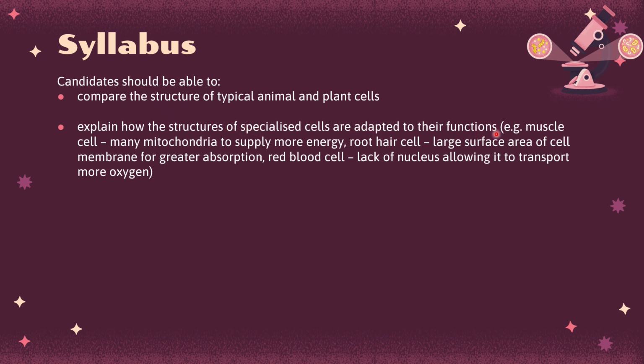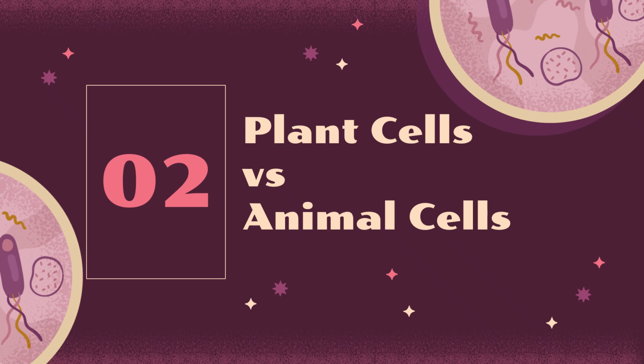Okay, there are three cells that will be highlighted in this chapter, and you must learn all of them. The first one is a muscle cell, the second one is a root hair cell, and the third one is a red blood cell. Okay, you must learn the function and you must learn the structural adaptation. So let me start with plant and animal cells.